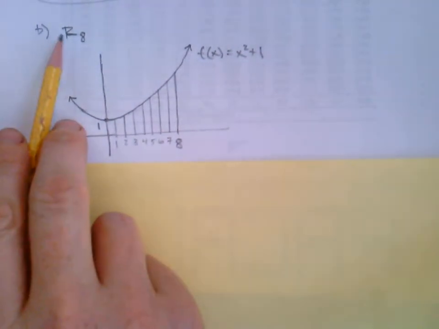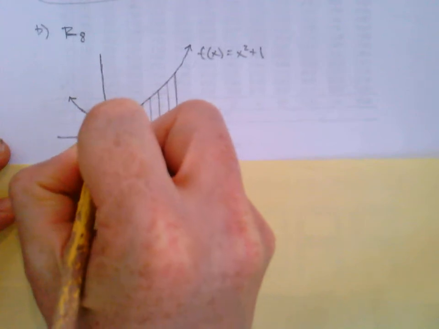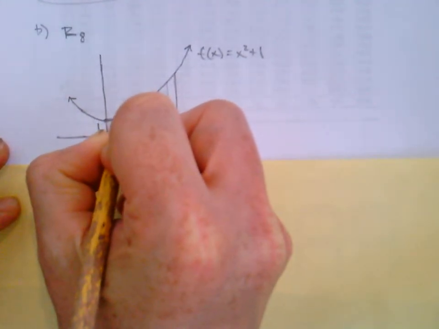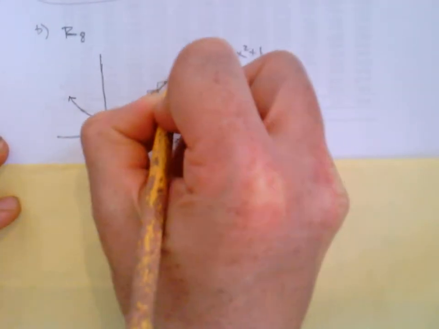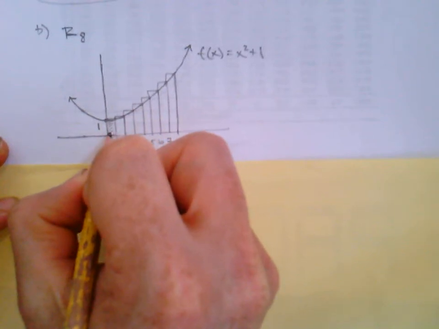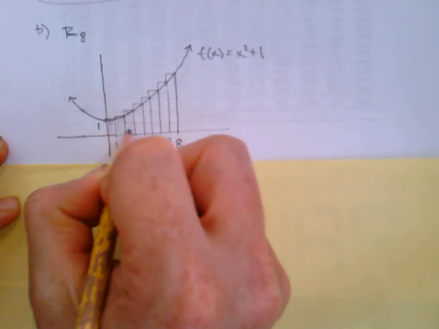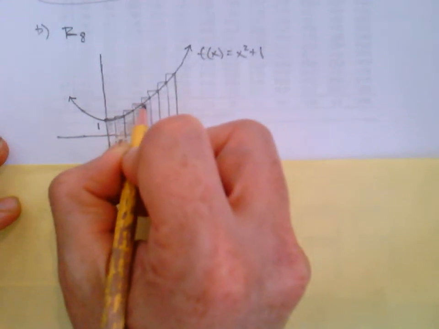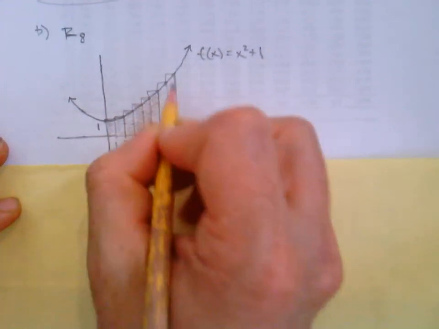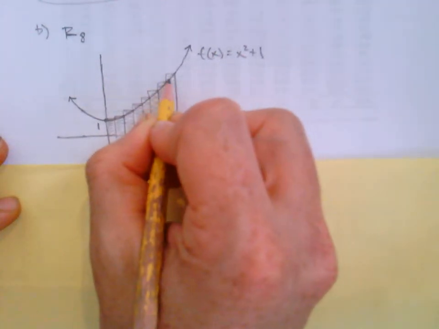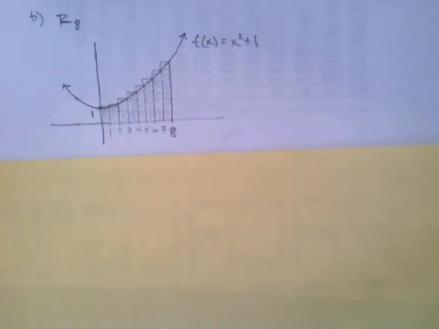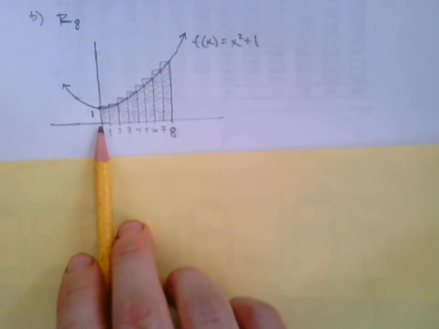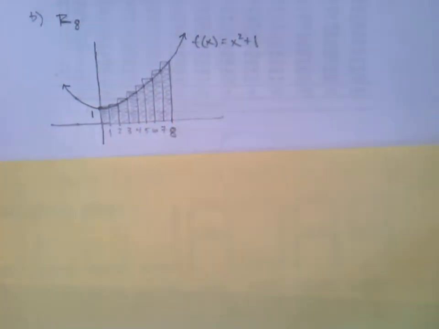Okay, and then we're doing the right rectangles. So on the right side, and my drawing is definitely not big enough or to scale, but you get the idea. So there's the first one, second one, third one, fourth, fifth, sixth, 7, and 8. Okay. So just like last time, I'm going to find the base and the height of each rectangle, add them all up.